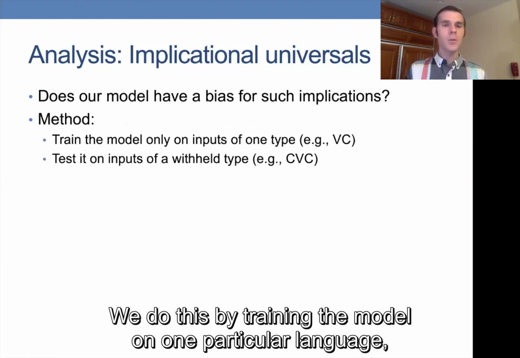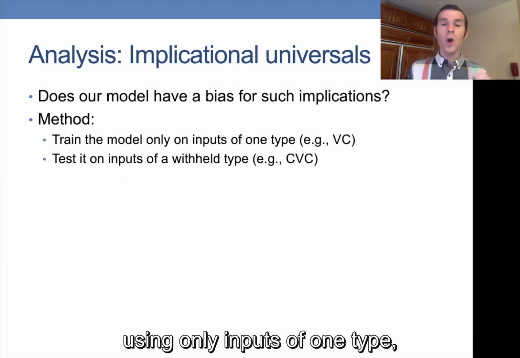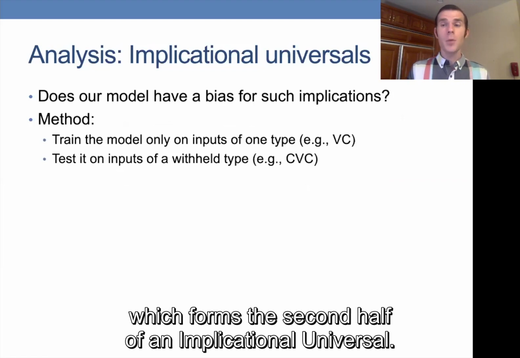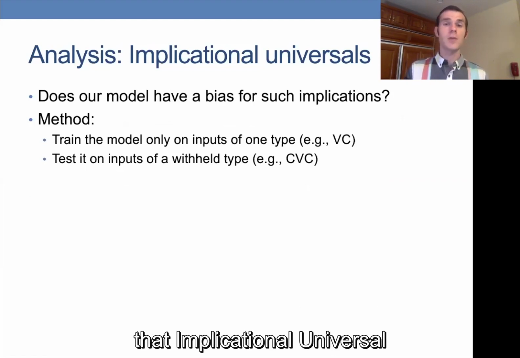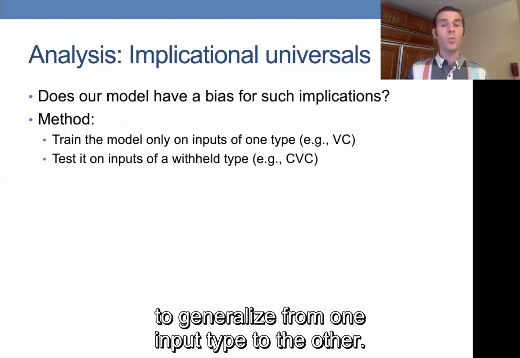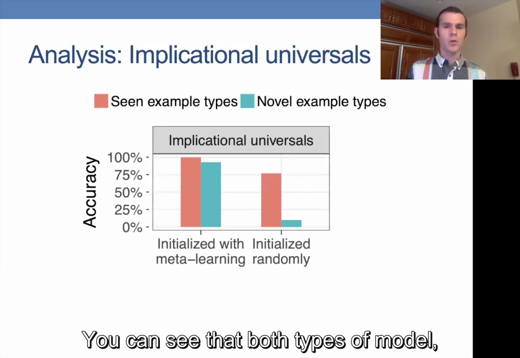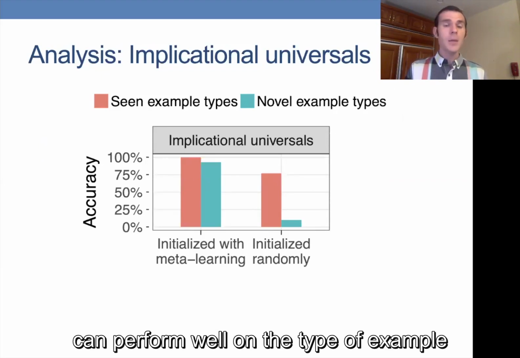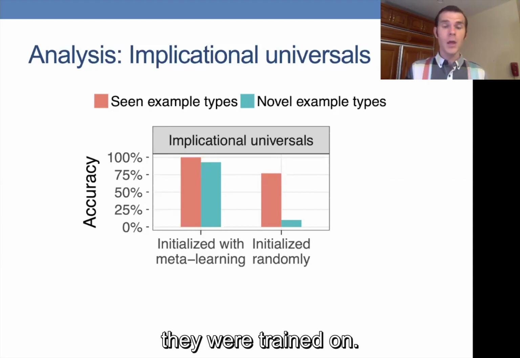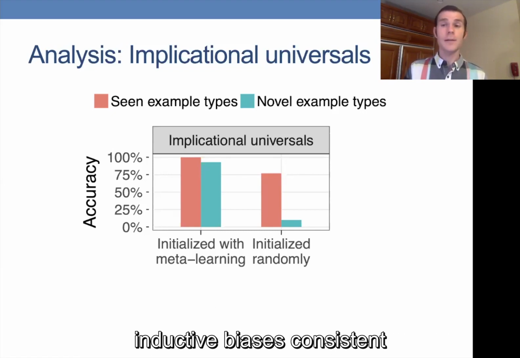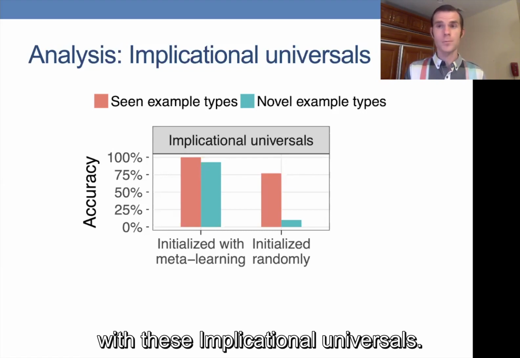We do this by training the model on one particular language using only inputs of one type, such as vowel consonant, and then test it on inputs of a withheld type, which forms the second half of an implicational universal, to see whether the model is able to leverage that implicational universal to generalize from one input type to the other. And here are the results. You can see that both types of model, whether initialized with meta-learning or randomly, can perform well on the type of example they were trained on, but only the meta-learning initialized model is able to generalize well to the novel example type, indicating that meta-learning has imparted inductive biases consistent with these implicational universals.